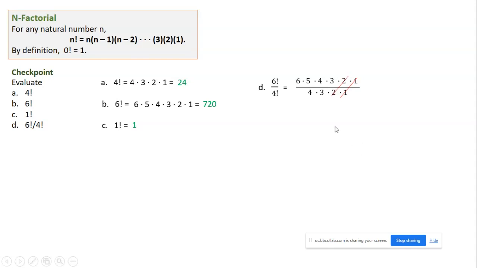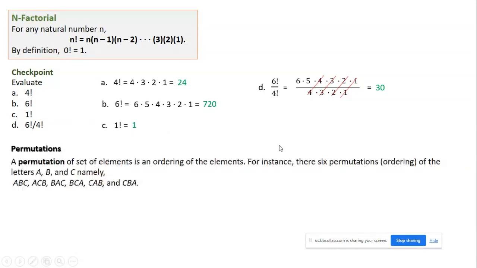So we can cancel the ones, the twos, the threes, and the four. That leaves us with the one in the denominator, and all we have left in the numerator is 6 times 5, which is 30. I don't know about you, but I would like to multiply just two numbers instead of having to divide 720 by 24. Okay, so this is a good way of using the formula. What factorial represents is canceling like terms. Okay, so which leads us to permutations.